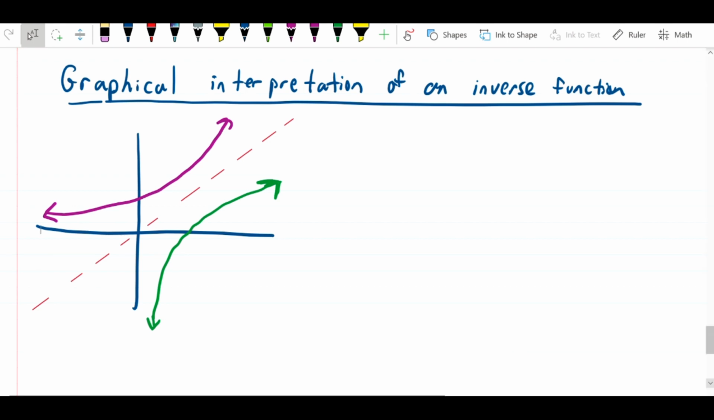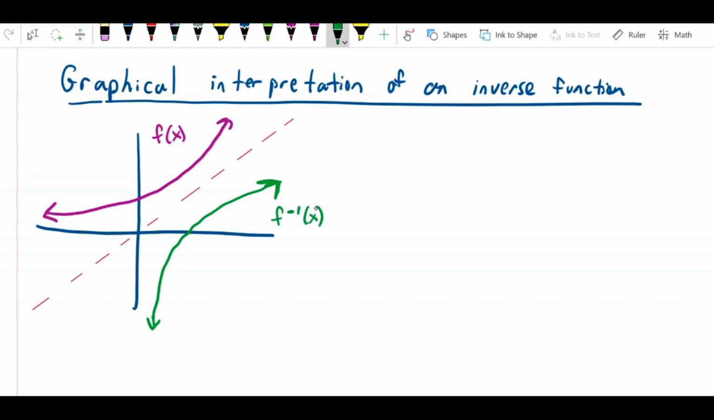Next, I just want to give you a graphical interpretation of what an inverse function is. What I've put up here are two functions, and I'm going to argue that these are inverses of each other. The first one, we're just going to label it f of x, and the one on the bottom I will label f inverse.